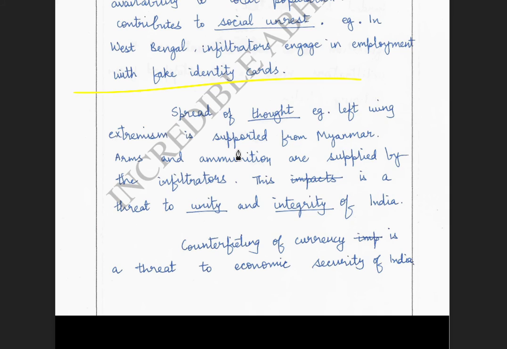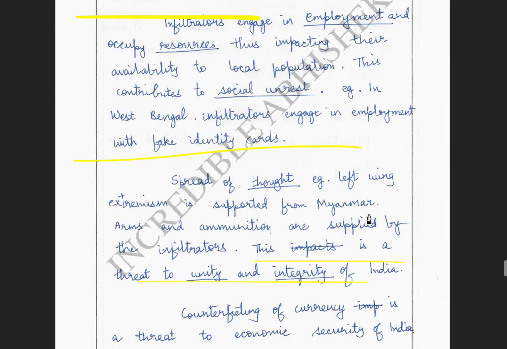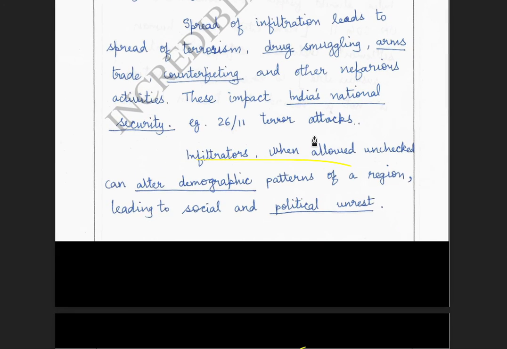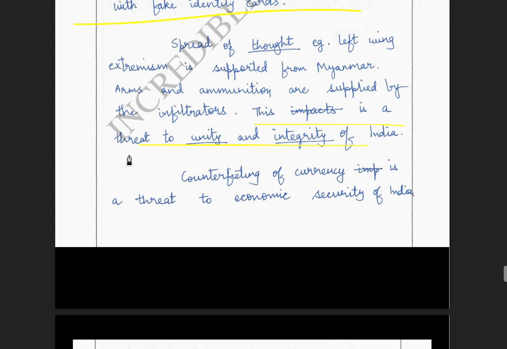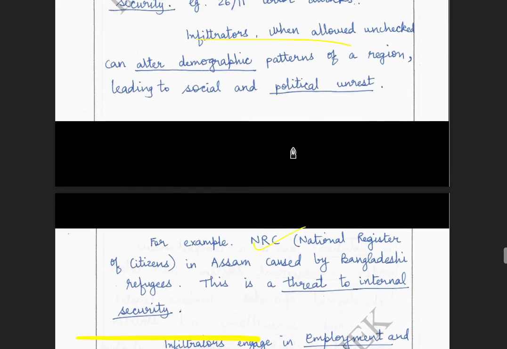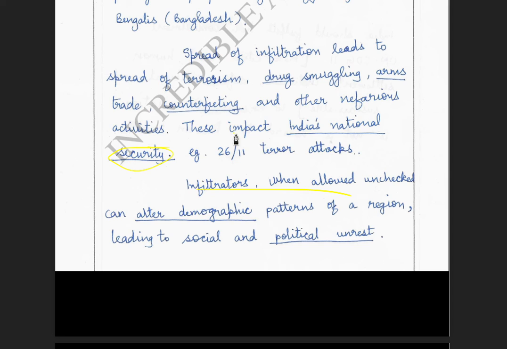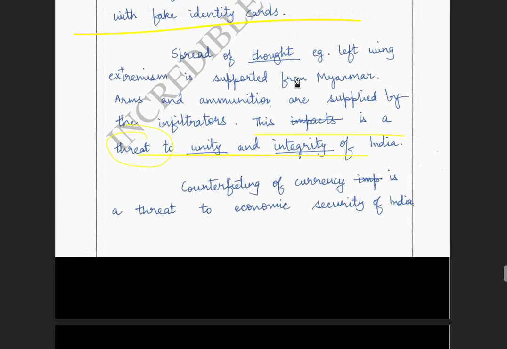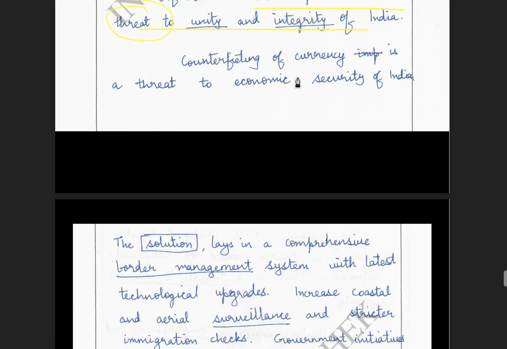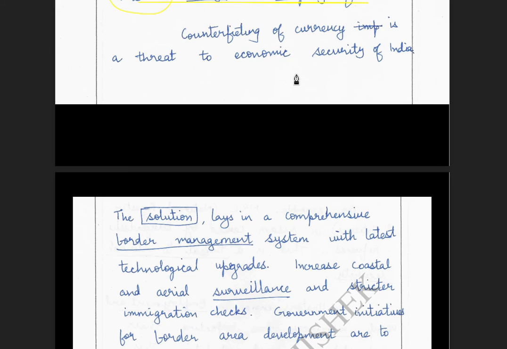See, at the end of every major para, this candidate is connecting it to the topic of the essay, and every time he is using different words. You see, this impacts India's national security. This is a threat to internal security. This is a threat to unity and integrity of India. Here he is using the word threat, but he might not be using the word security. Here he is using the word security, but he is not using the word threat. So you see, he is playing around with the words of the question given, and he shows how my point is relevant. I know I am repeating my point again and again, but this point is very hard for people to understand and even harder to implement. Counterfeiting is a threat to economic.